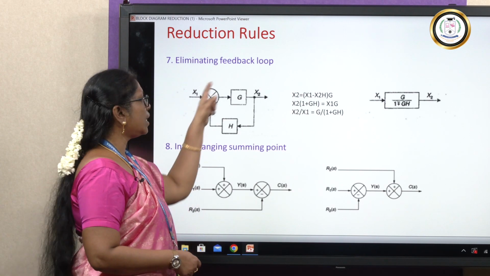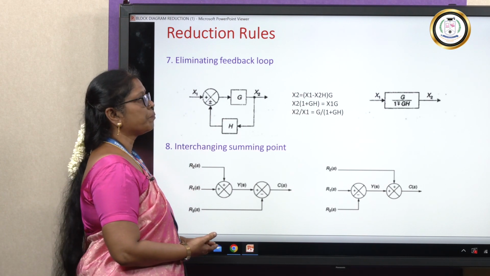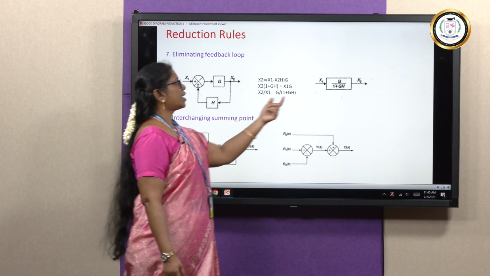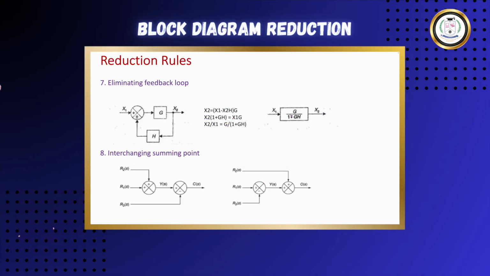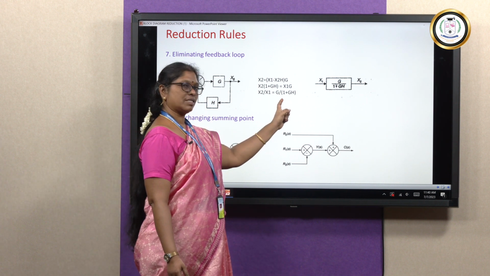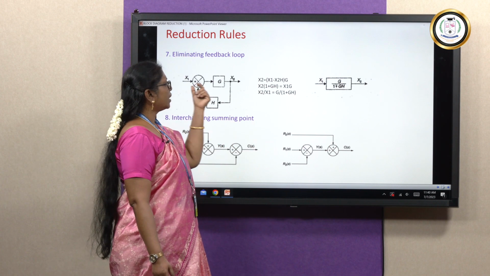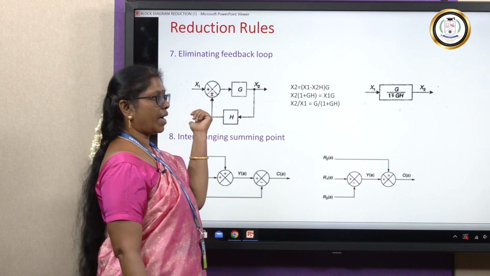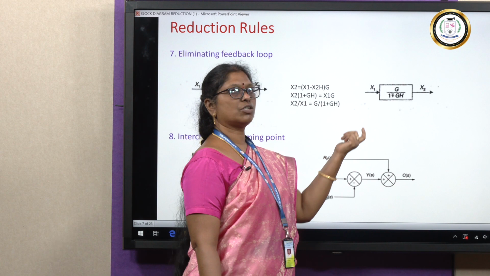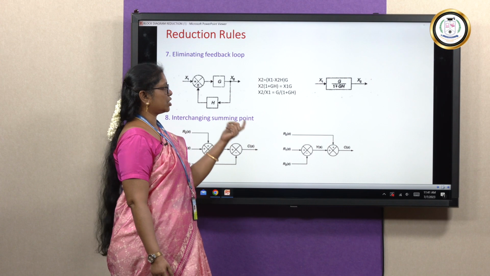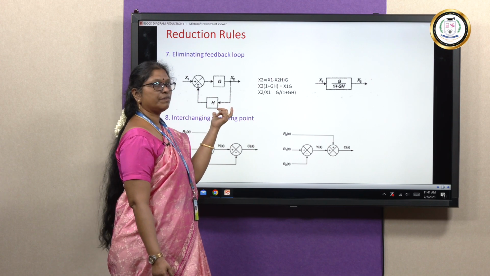So, when you are going to eliminate this feedback loop, it can be replaced by a single block where x2 by x1 is equal to g by 1 plus gh. If the feedback is minus, then we are going to get plus here. If the feedback is plus, then we are going to get a minus here. So, if the feedback is plus or minus, this output is going to be minus or plus, so g divided by 1 minus or plus gh. So, that is what is eliminating the feedback loop.